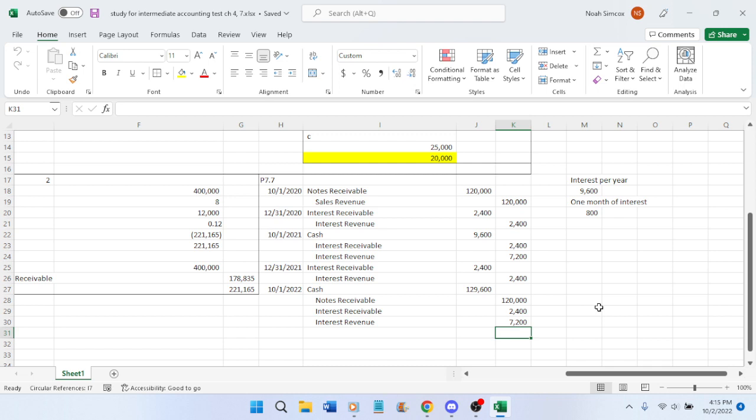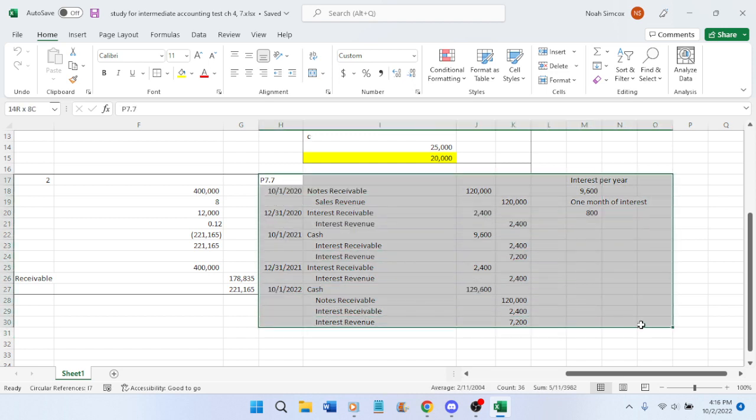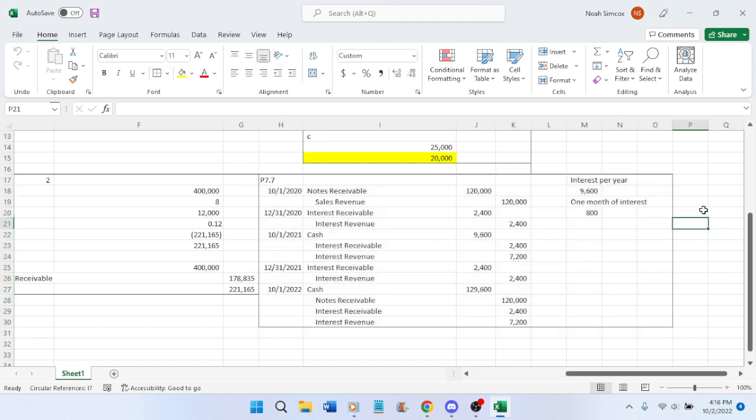Yeah. But maybe on the test, do two separate entries, one for interest and then one for the note. So anyways, I have done that correctly. We are done with problem 7.7. And that's all we're going to do on one sheet of paper. I mean, one sheet in Excel.